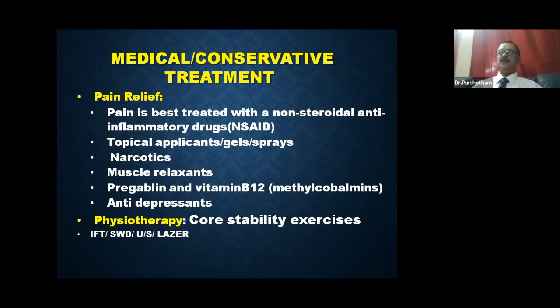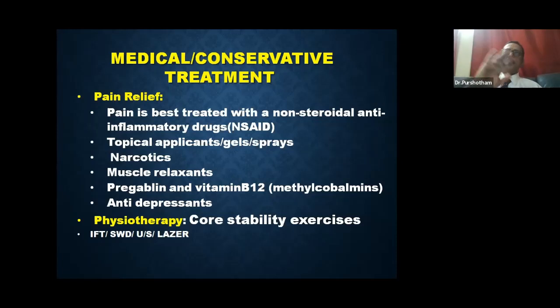Narcotics, what I meant is not high-end narcotics like codeine or morphine. We are talking about simple tramadol. Tramadol is a good molecule which can be given for simple pain relief. Of course, we have to give it with caution, like nausea, vomiting, which may be common in females. I avoid tramadol in female patients.